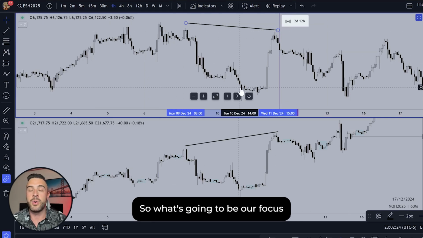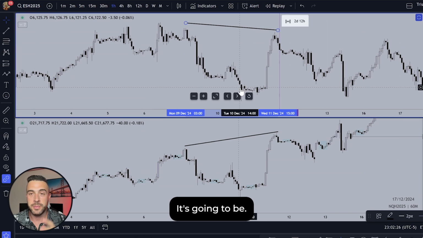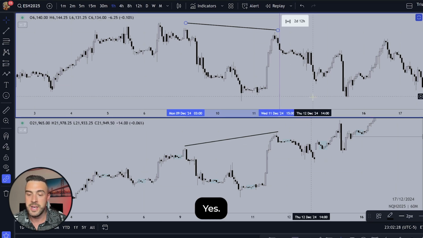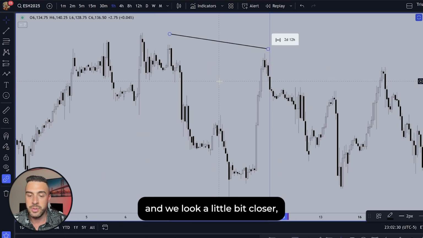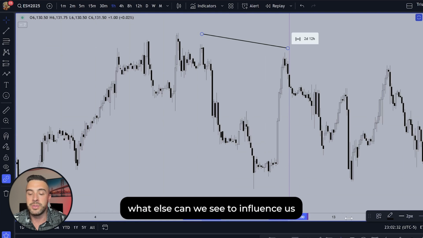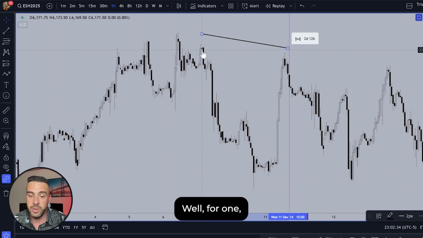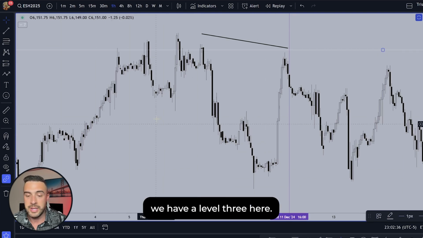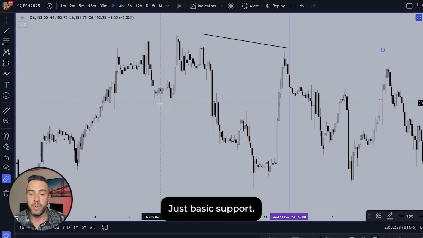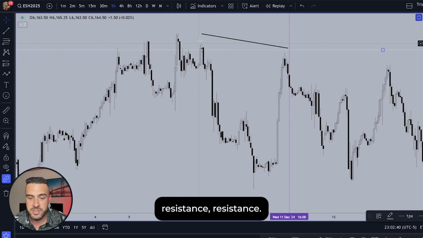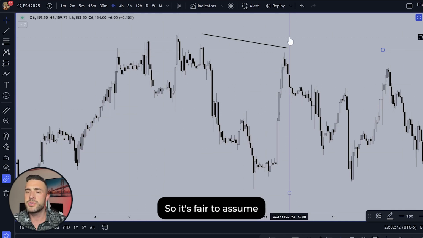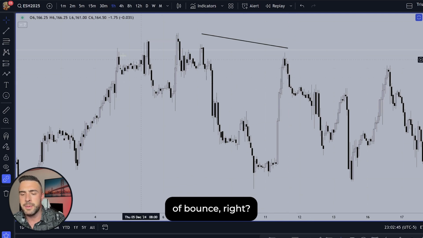So what's going to be our focus if we're going to look for shorts? It's going to be ES. We're going to look to sell ES. So if we break it down and look a little bit closer, what else can we see to confluence us with shorts? Well, for one, we have a level right here, just basic support and resistance, right? Resistance, resistance, resistance, resistance. So it's fair to assume we're likely to see some type of bounce, right?